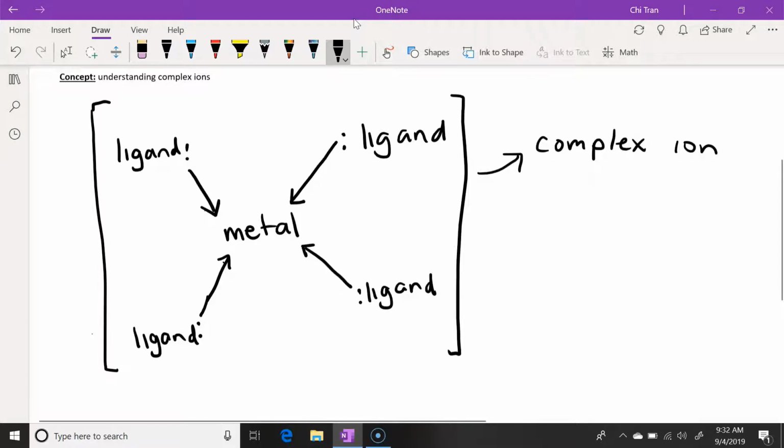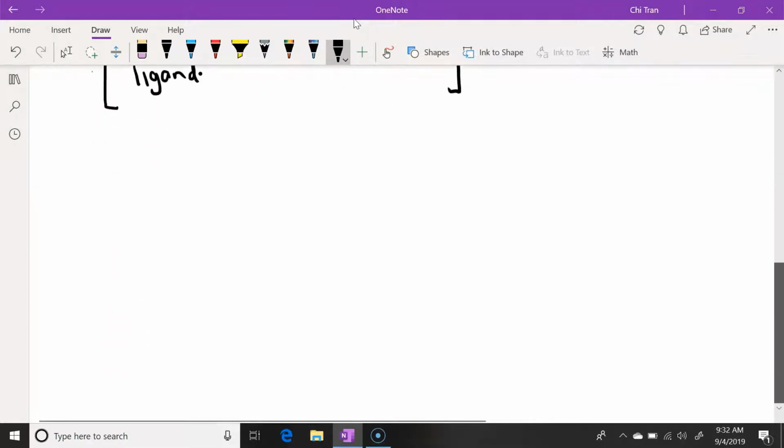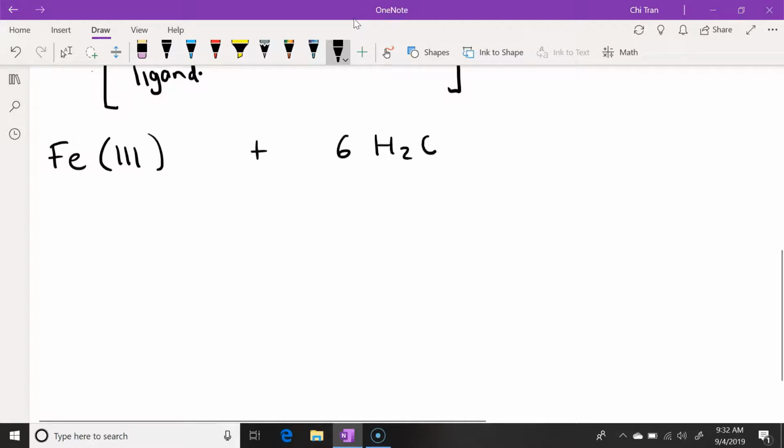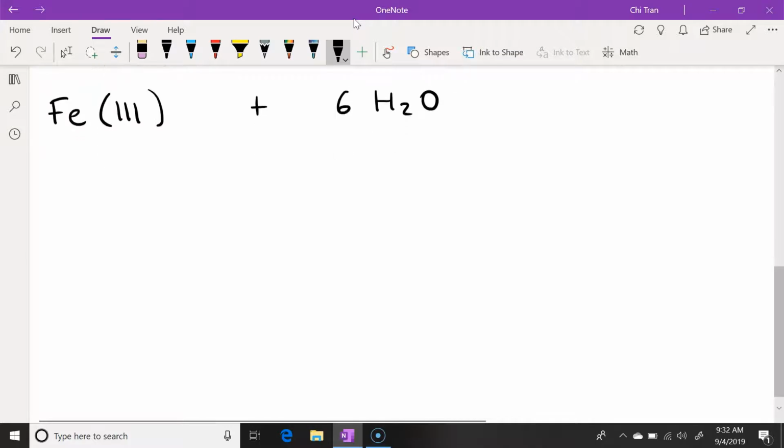And if the complex ion has a charge, it is written on the right top corner of the square bracket. So here's an example. If we were to have iron 3 and 6 water molecule, first we would have to write out iron in the middle. And remember, iron has a charge of 3 plus.